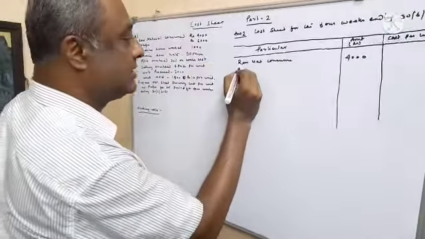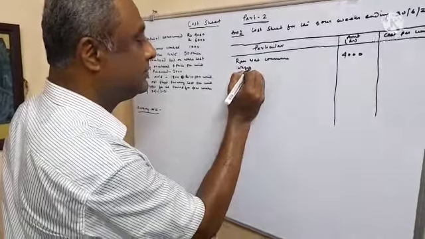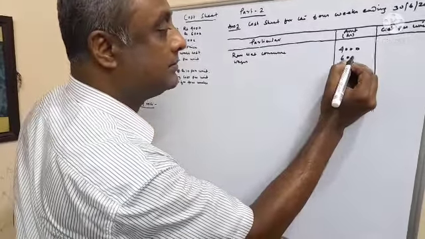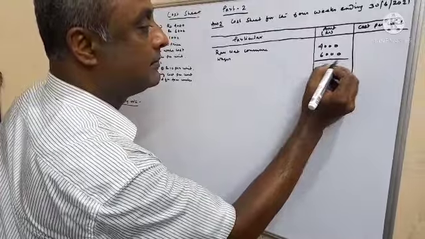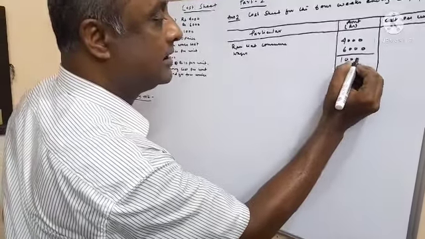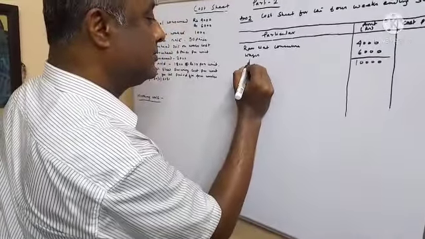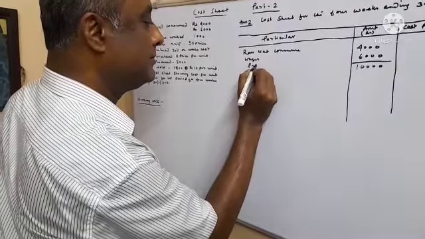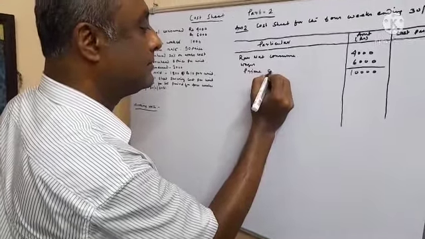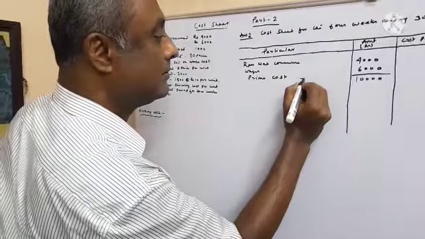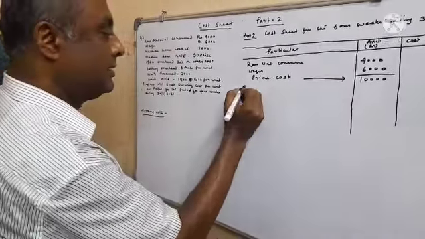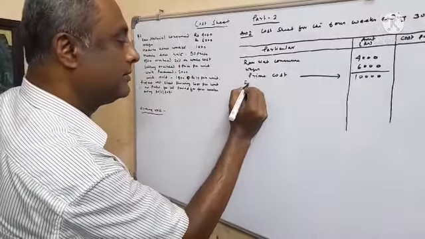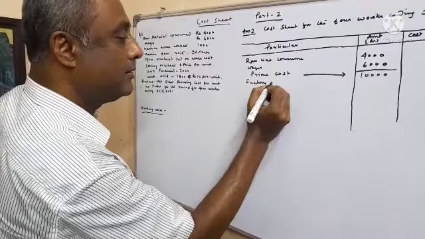Wages, how much given? 6,000. Total how much coming? 10,000. That is prime cost. Now factory overhead.